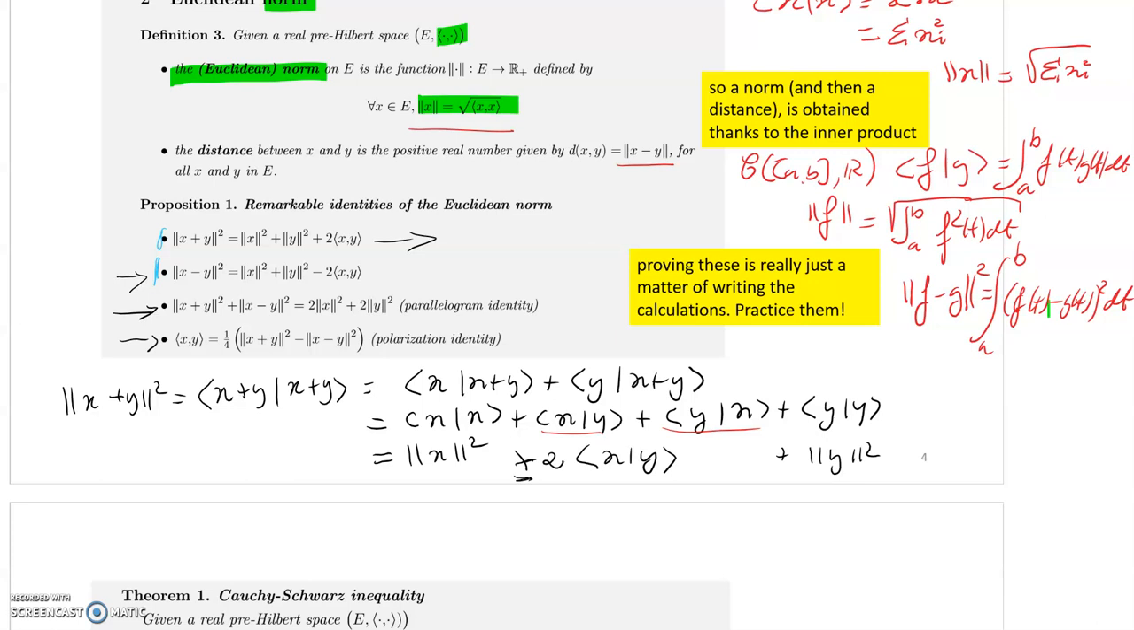Okay, but practice the proof of these properties. It's a nice way to practice the main properties, linearity and symmetry of the scalar product.